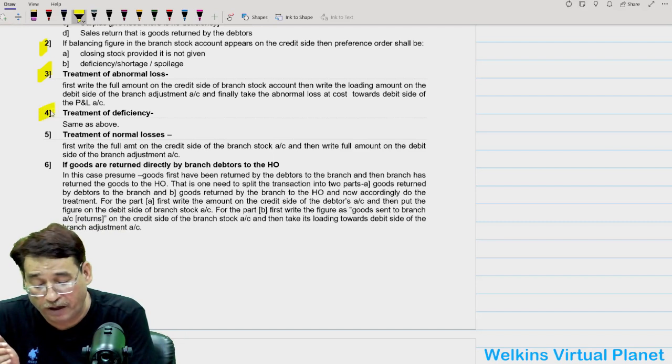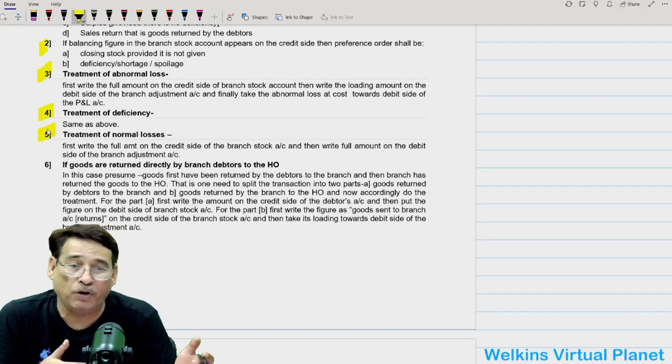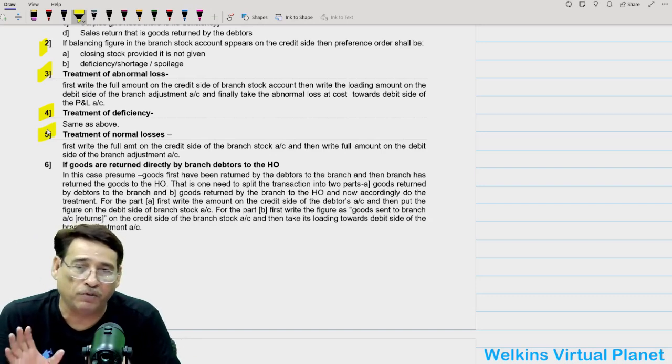Similarly, treatment of deficiency is the same. Treatment of normal loss, I have already told you: the full amount you are going to write towards the credit side of branch stock account, and then the full amount will be taken to the debit side.